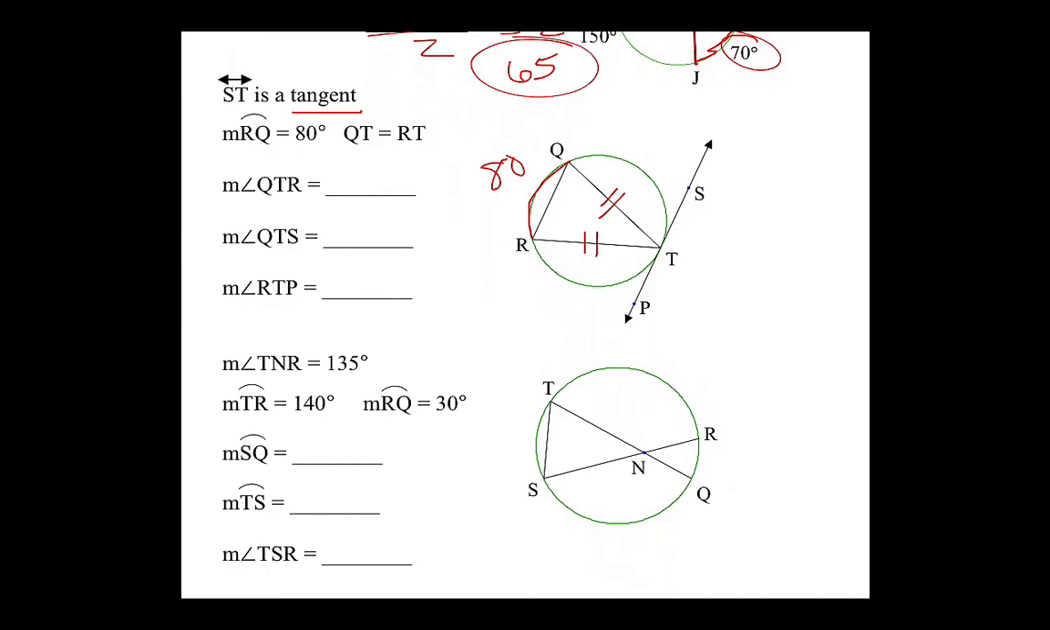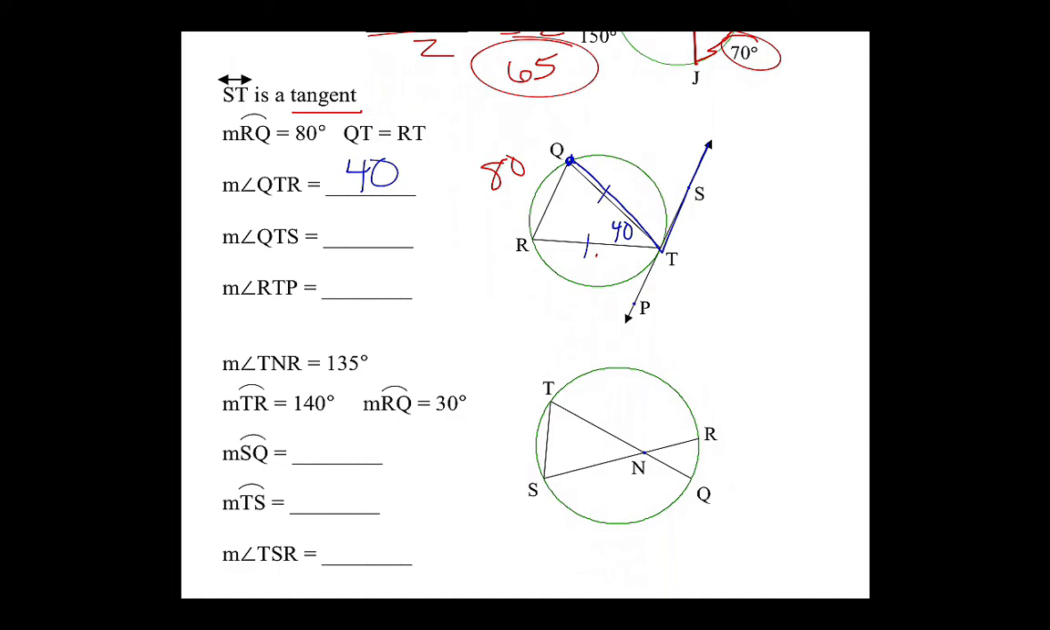So the first thing I notice is this intercepted arc of QR is being cut off by angle QTR. So this angle right here is an inscribed angle because it's on the circle right here at point T. And an inscribed angle is equal to half the intercepted arc. So this inscribed angle is 40. So angle QTR is 40 degrees. When it asks me for angle QTS, again, we know this is 40. These are the same. Angle QTS goes from Q to T to S.